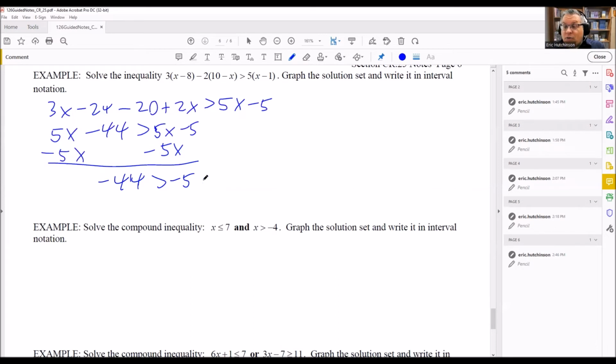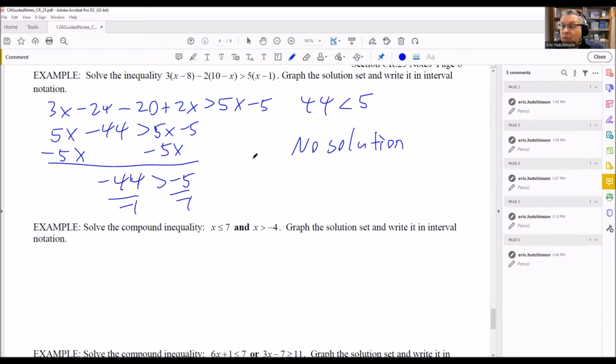Even if I were to divide both sides by a negative, the sign would flip. If I divided both sides by -1 here, I would get 44, and whenever you divide an inequality by a negative, you have to flip the sign. Then you would get 44 is less than 5. That's still a false statement. Because this is a false statement, this is a situation where there's no solution. That means no x that you put in here will ever make this inequality correct. So that's why we have no solution.